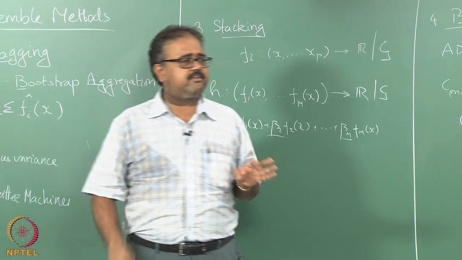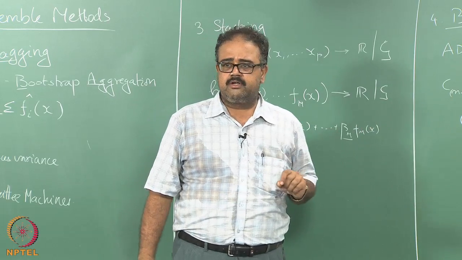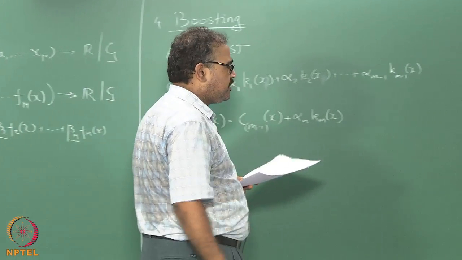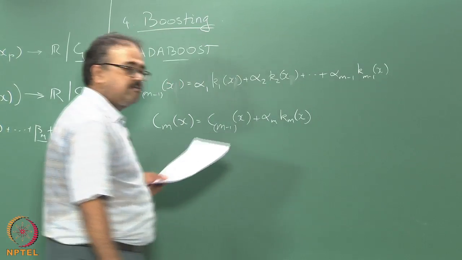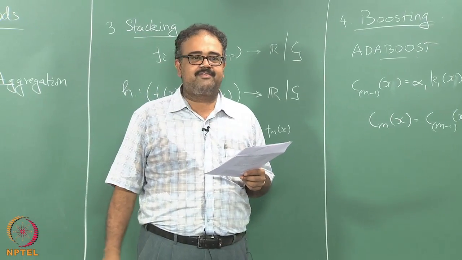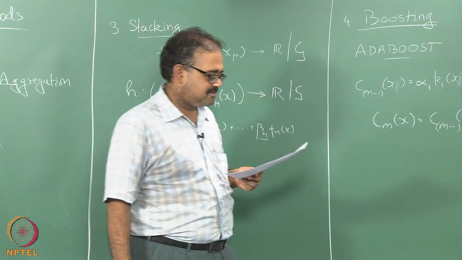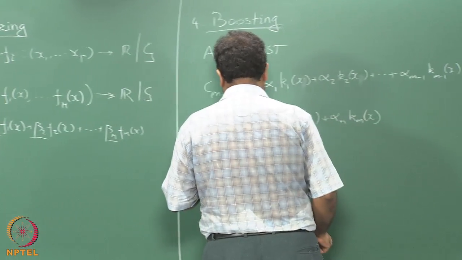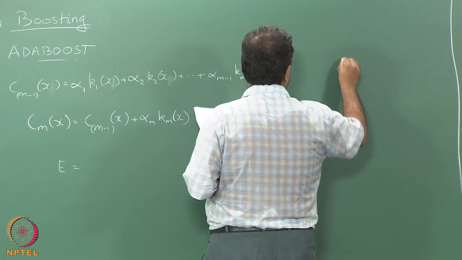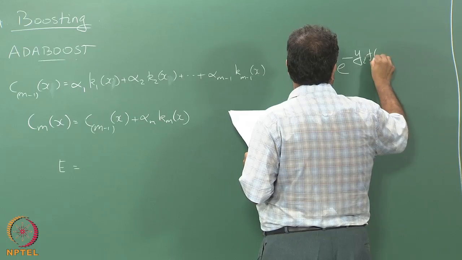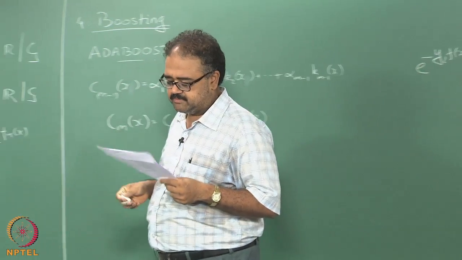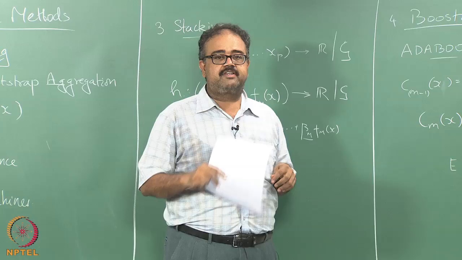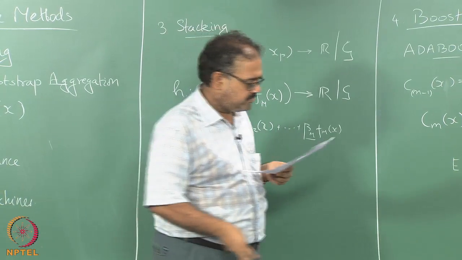So, people come up with different kinds of loss functions and then they try to improve the classification. The loss function we will look at is the exponential loss. Do people remember the exponential loss? I talked about it when we were doing SVMs. That is the exponential loss: e power minus y i f of x i. So we looked at the exponential loss earlier, and we will essentially continue with that.